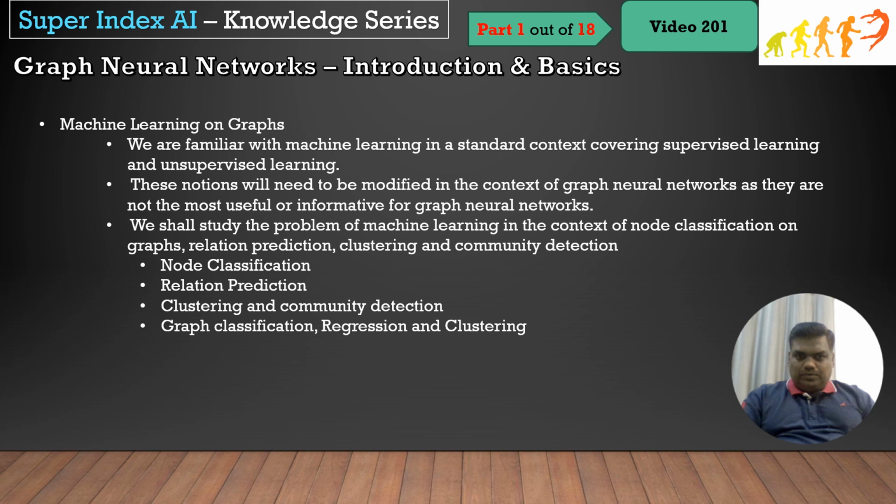We shall study the problem of machine learning in the context of node classification on graphs, relation prediction, clustering, and community detection. We will see all this one by one. Node classification. In most cases, the machine learning model will be used on graph neural networks to classify the nodes. Initially, we need to train the model using supervised learning.